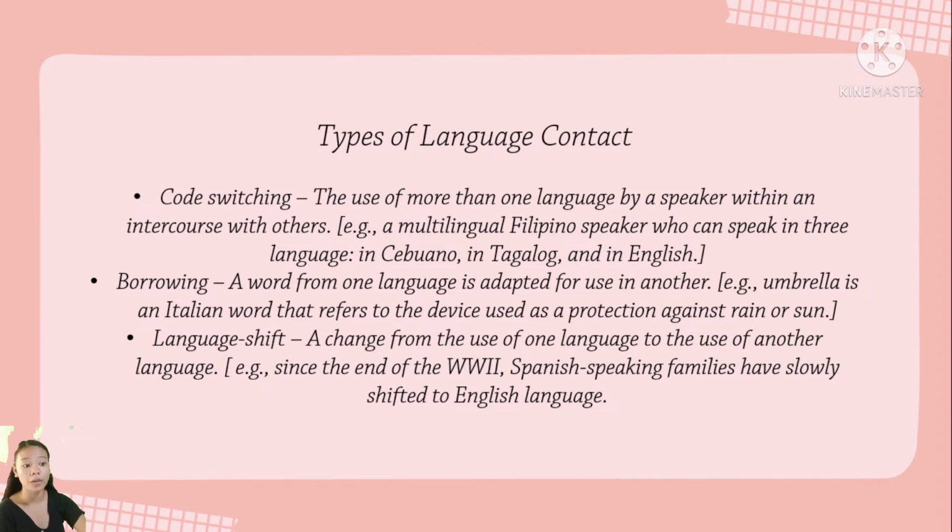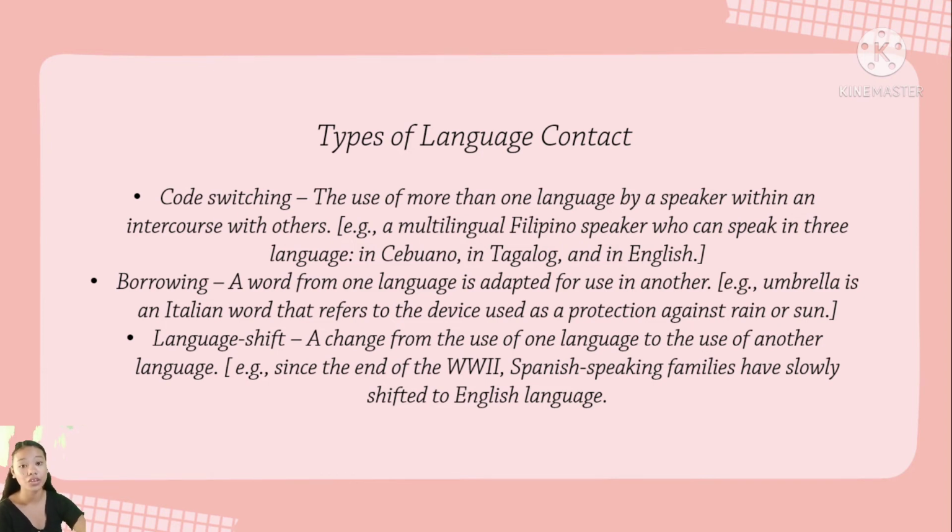Next is borrowing. It refers to a word from one language that is adapted for use in another. In short, borrowing is when you adapt a foreign language and utilize it. For instance, umbrella is an Italian word which is being borrowed that refers to a device that is used as a protection against rain or sun. The umbrella that we all use is a borrowed word from the Italian language. Another example is the word anonymous. It is a borrowed word from the Greek language which means a person not known by name.